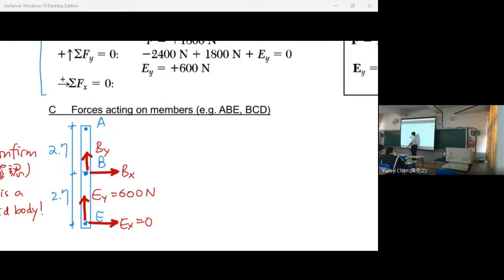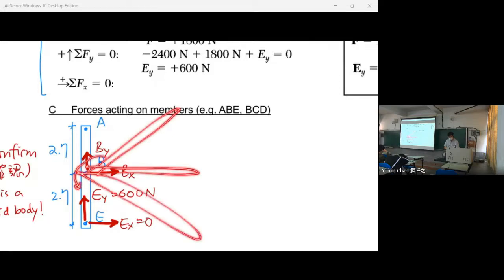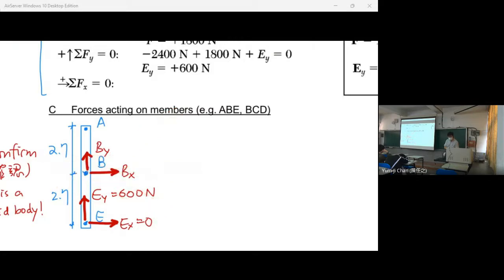Can BCD rotate about point B? Yes, it can rotate about point B. So we do not have a moment, because BCD can rotate. Okay, because it can rotate, so we do not have a moment. So is that clear? So we get these two reaction forces.